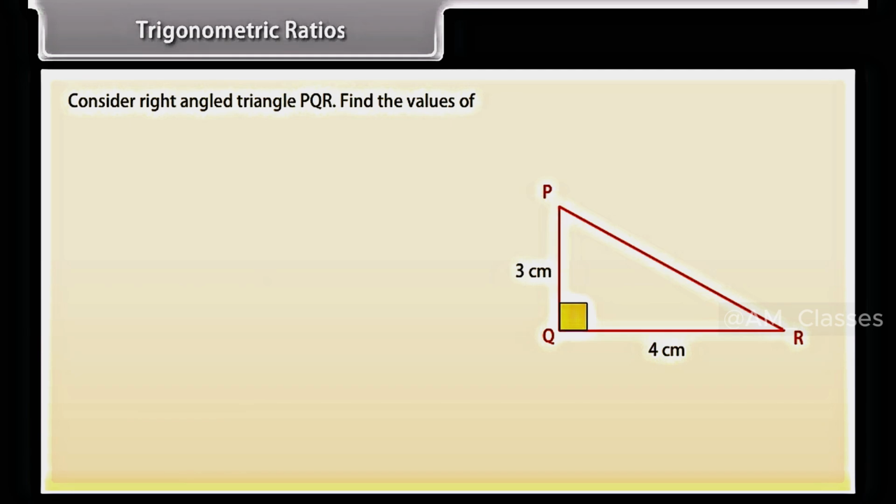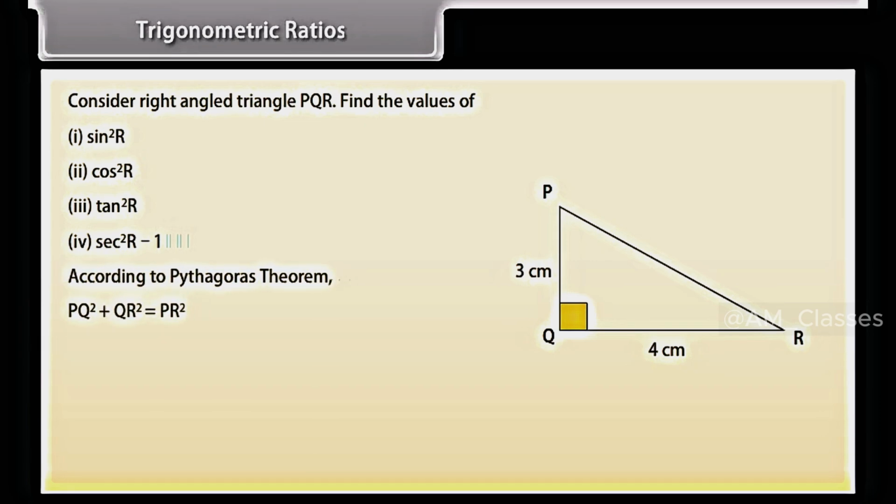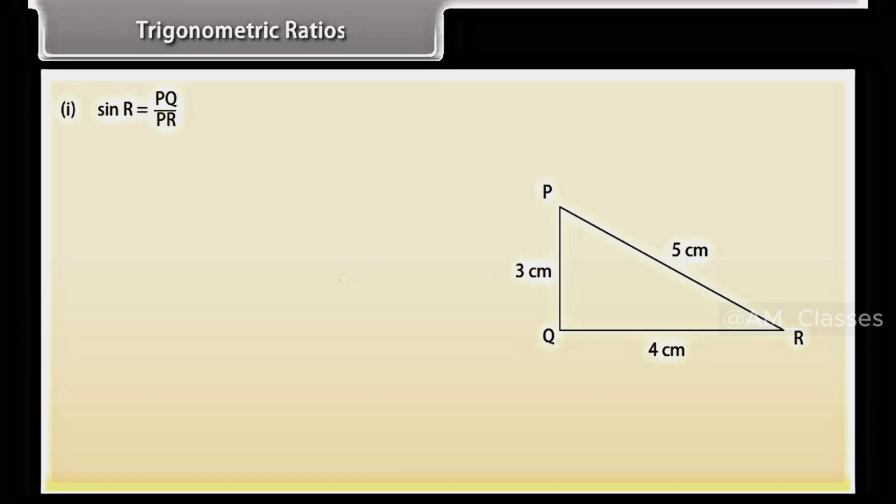Consider right-angled triangle PQR. Find the values of sin square R, cos square R, tan square R, sec square R minus 1. According to Pythagoras theorem, PQ square plus QR square is equal to PR square. By substituting the values we get 3 square plus 4 square equals PR square. Now by calculating it we get PR is equal to square root 25, which is 5 centimeter. Now sin R is equal to PQ upon PR, which equals 3 upon 5. Sin square R is equal to 3 upon 5 whole square, which is 9 upon 25.